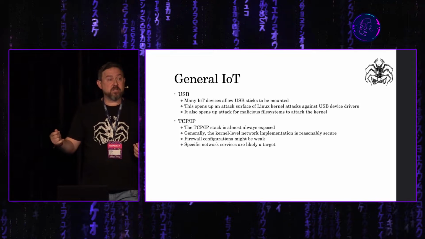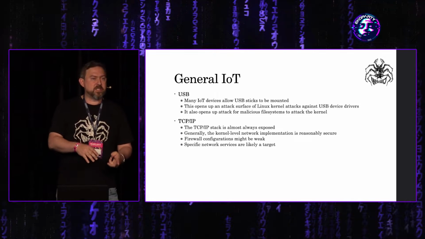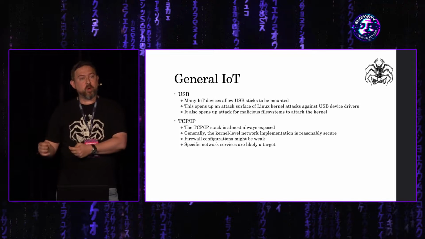So if you want to pull the file system off the embedded device, you'll get serial console access to it and then copy it to a USB stick.